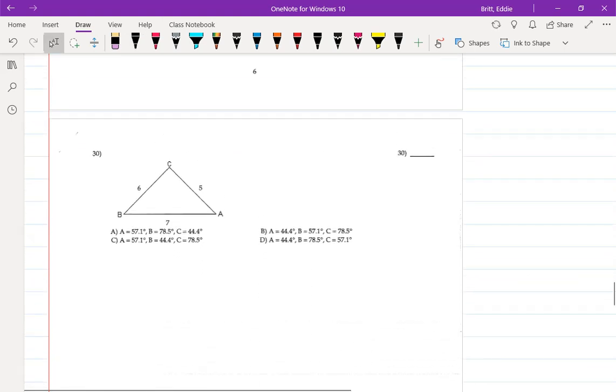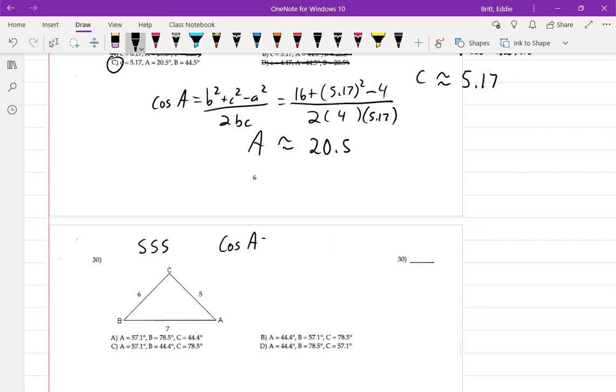And the last problem. So this is a side triangle. What we need to do is solve for two of the angle measures, and then we'll find the third one by just saying 180 minus the two that we found. So let's start off with cosine of A. We already have that formula: b squared plus c squared minus a squared all over 2bc. If this is angle A, this is side A. If this is angle C, this is side C. If this is angle B, this is side B.